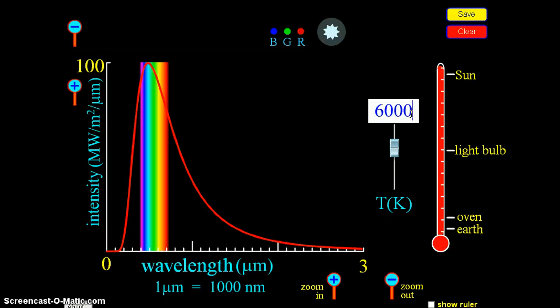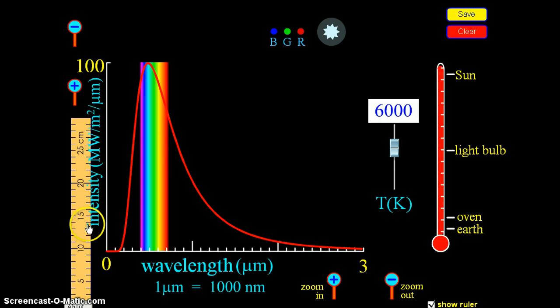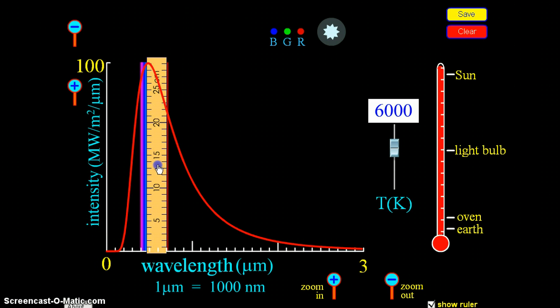Recording intensity is not as easy as taking the temperature, and for this we're going to need to use the ruler. If we select the ruler and move it to measure the height of the peak, you can see that the peak height is at 29 centimeters. At 29 centimeters, this is 100 megawatts per meter squared. Therefore, 1 centimeter of the ruler equals approximately 3.5 megawatts per meter squared.